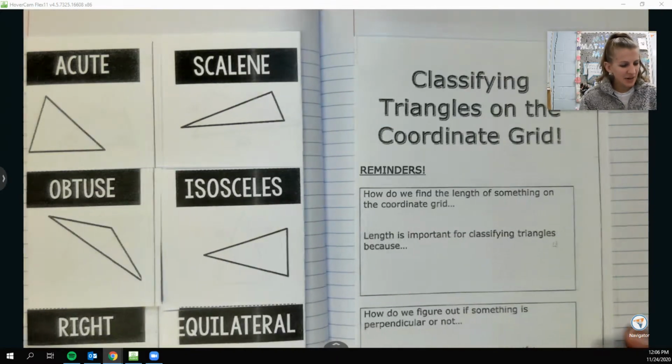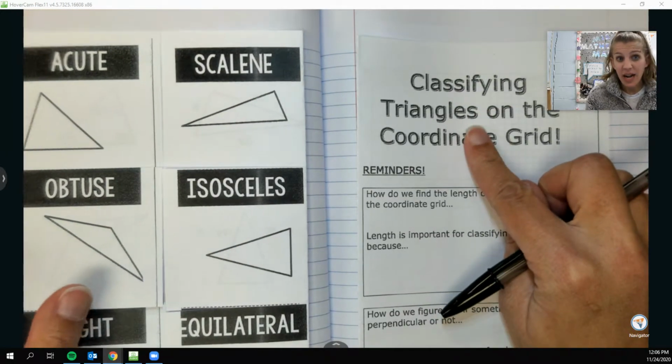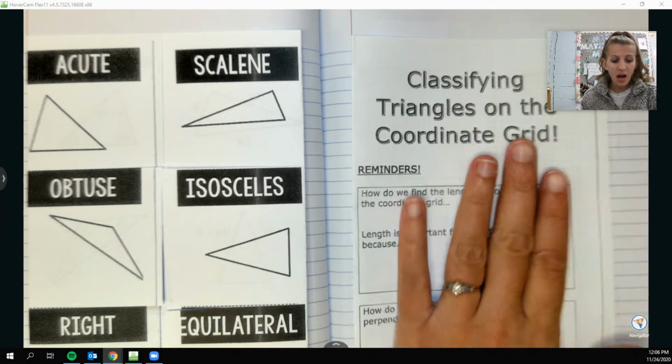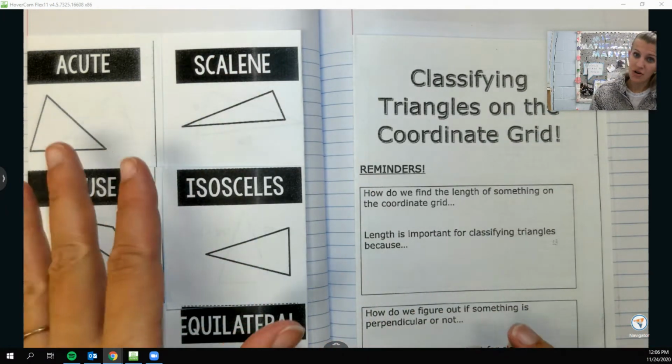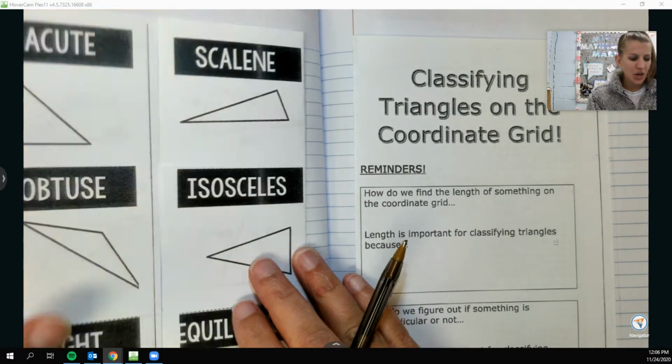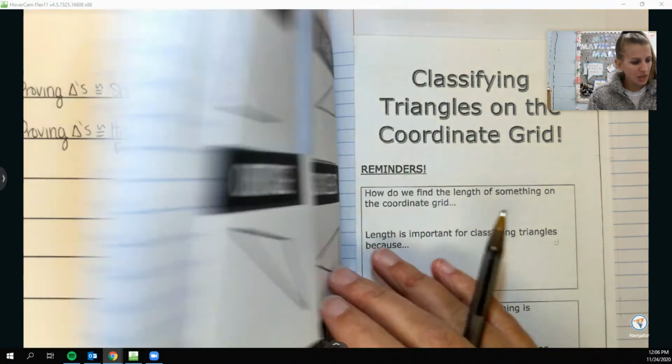All right, guys, today we're going to talk about classifying triangles, both on the coordinate grid and not on the coordinate grid. So let's add that to our notebooks.